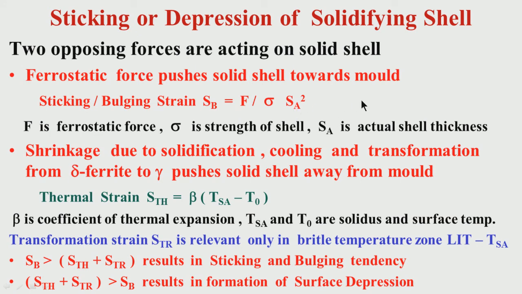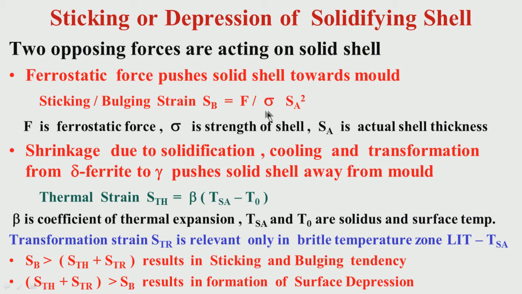On top of that, what is important is the actual shell thickness. I have mentioned to you that the shell thickness depends on the extent of microsegregation. If you have more microsegregation due to phosphorus or due to sulfur, then the shell thickness is lower and the mushy zone is wider. So, if the actual shell thickness is narrow, then also there is a possibility of sticking or bulging strain.